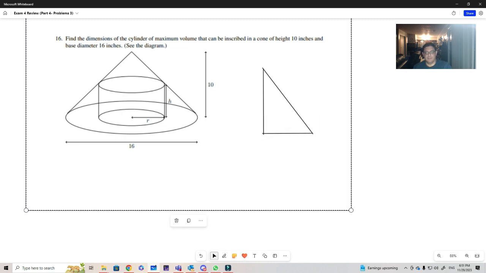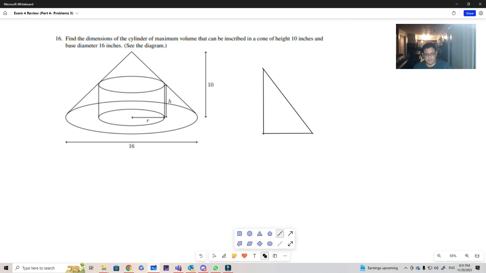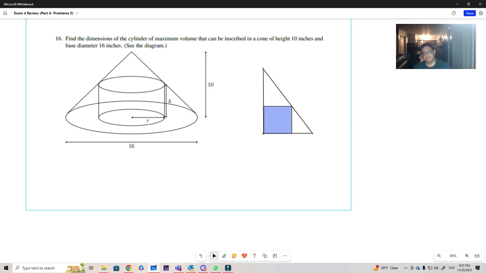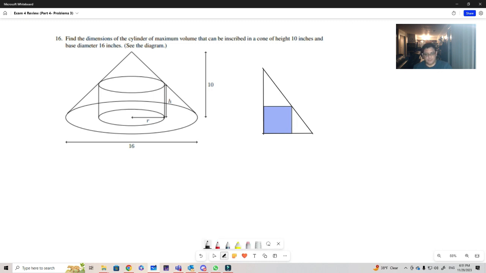So here we have what represents the transversal section of the cone. And now here we fit the piece of the cylinder. So of course, we set up some dimensions for this. We're going to call this r. We're going to call this h. And we do have information about the external pieces. This is 10. And because the whole thing was 16, the diameter, so this is 8.